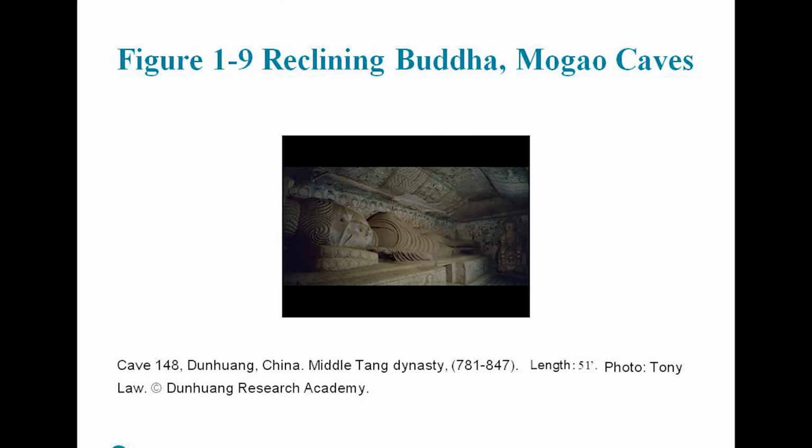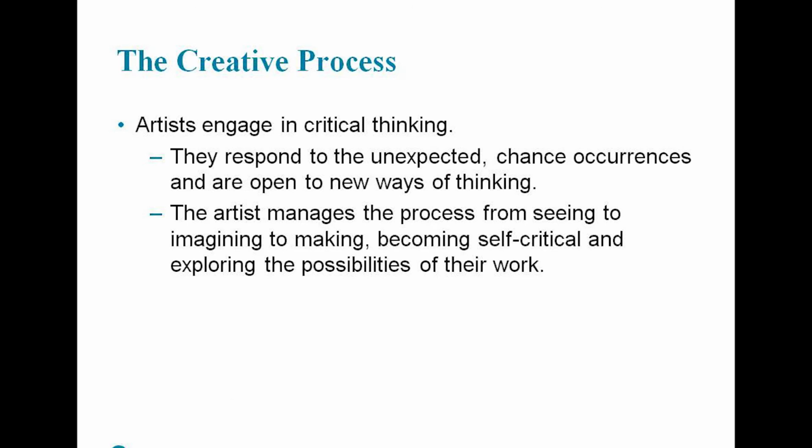There is a Buddha inside, very large. Again, by making something large, the artist that made that sculpture is basically saying how large, you can interpret that as that figure and that lifestyle is magnificent in size and beauty. All right? If you read the book, they have basically explained that. Artists engage in critical thinking. They respond to unexpected chance occurrences and are open to new ways of thinking. The artist manages the process from seeing to imagining to making, becoming self-critical and exploring the possibilities of their work.